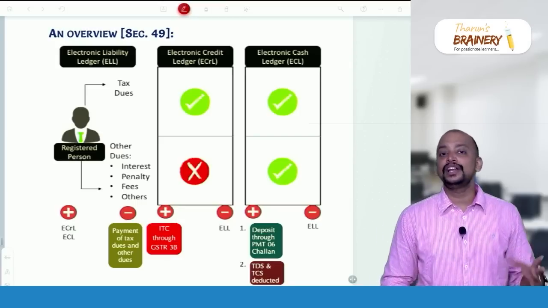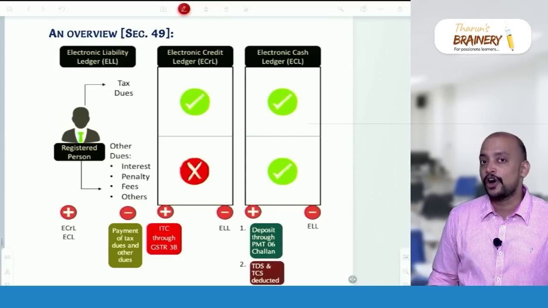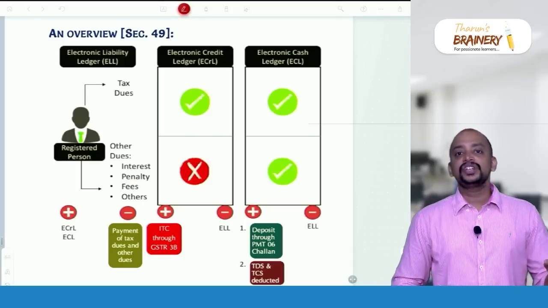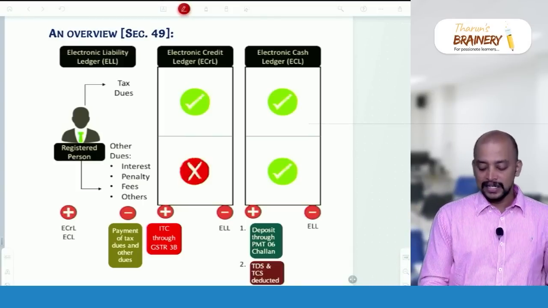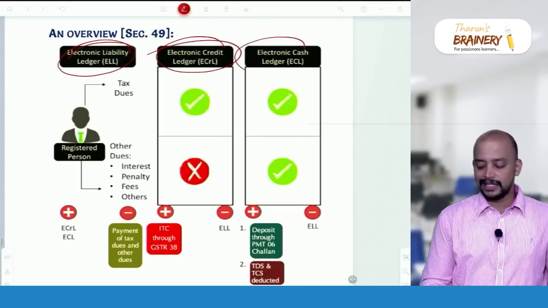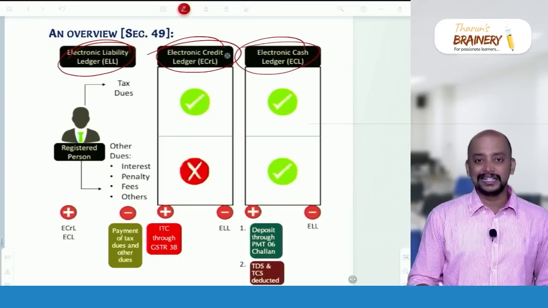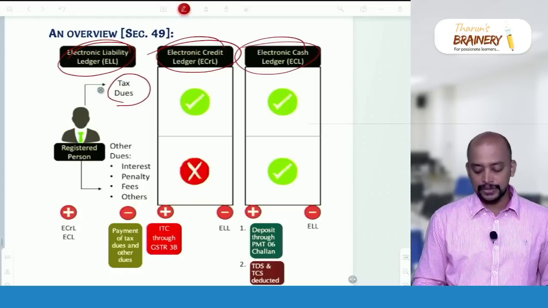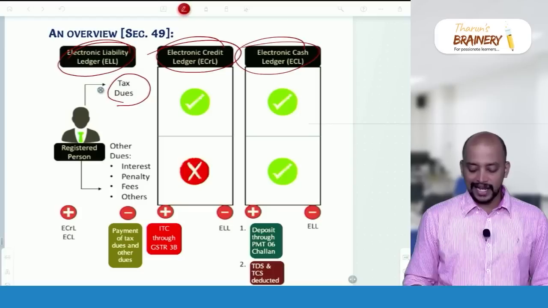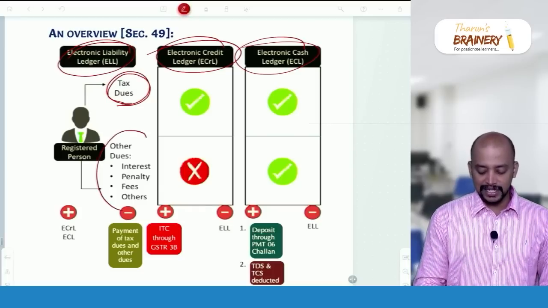Section 49 is related to various ledgers. On behalf of every registered person, the GST portal will be maintaining three ledgers: electronic liability ledger, electronic credit ledger and electronic cash ledger. Whatever money comes into the electronic credit ledger can be used only for payment of tax dues, whereas whatever balance is there in the electronic cash ledger can be used for payment of tax dues as well as other dues.